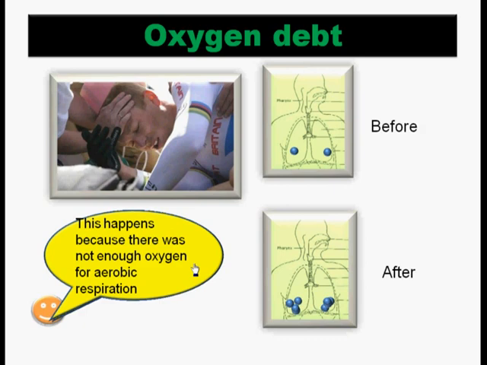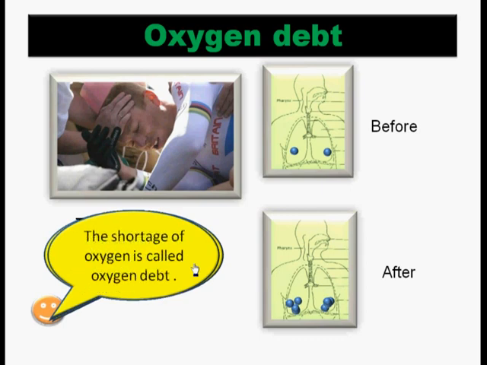Good? So what is oxygen debt then? The shortage of oxygen is called oxygen debt. So when you're short on oxygen, you call it an oxygen debt. It means you don't have enough oxygen. A shortage, not enough oxygen. So, in fact, oxygen debt is when the body lacks enough oxygen. So, of course, you have to breathe hard enough to get a lot of oxygen to pay off the oxygen debt. That's why you breathe very hard.